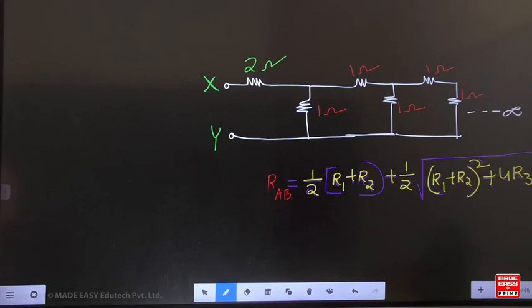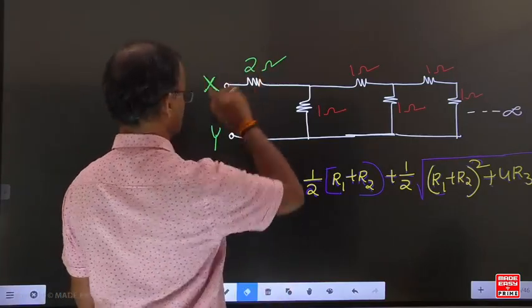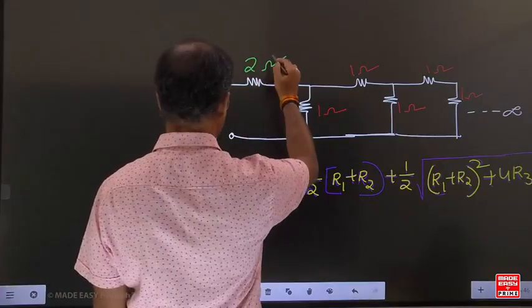Okay. If same sections are repeated, then only we have to apply this approach. Similar sections. If similar sections are there, then only we can apply this approach. R1, R2, R3 कोई भी value ले सकते हैं आप. No issue. हाँ, देखिए, in this particular example, कौन सा element अलग है जी? Only the first element is different. First element क्या है इधर? 2 ohms.